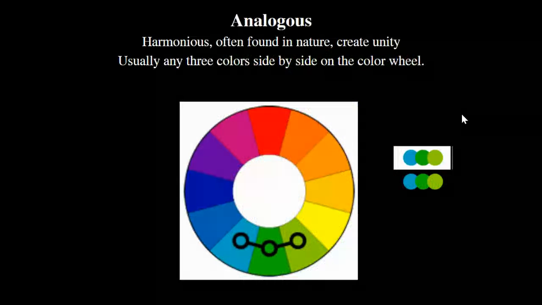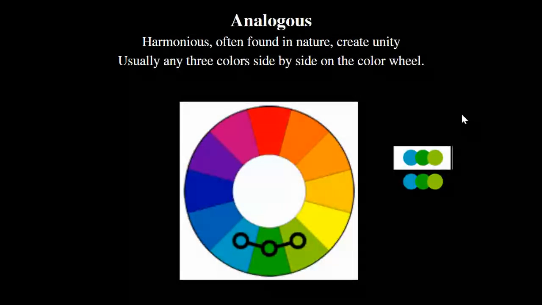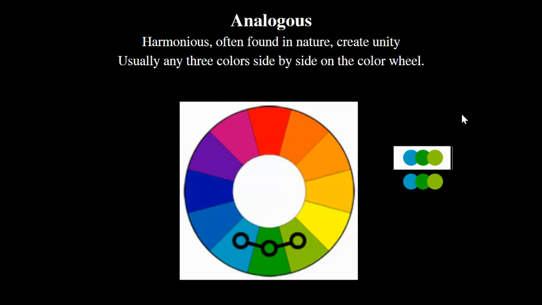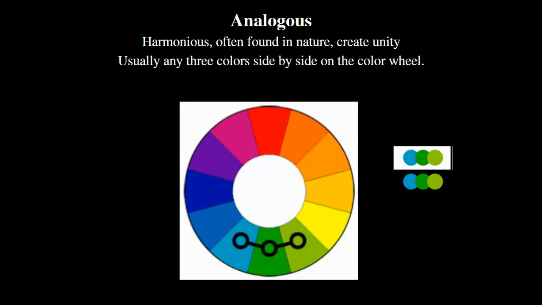All right. Analogous: harmonious, often found in nature, create unity. So this one's pretty easy to remember too. It's just three colors that are right next to each other on the color wheel. So you just go around, pick whatever color you want, and then it's the two colors surrounding it. And all three of those make the color scheme. So here we have blue, green, and then a yellow green. So for the definition, you could just do three colors side by side.